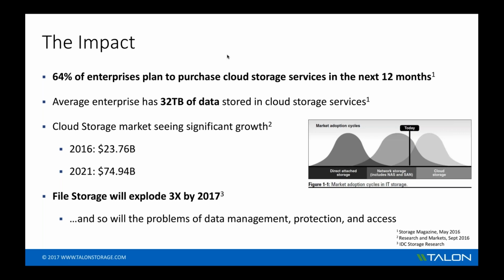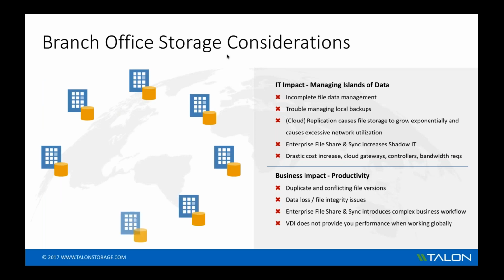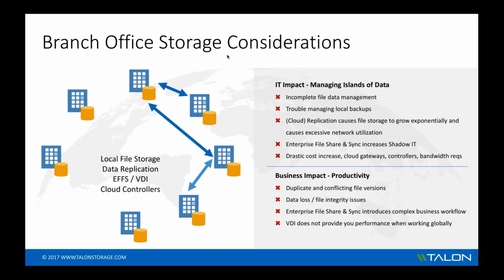You have to think about how to manage productivity and how to ensure that the applications and storage in your distributed offices get the same type of performance that they would typically get from local storage infrastructure or from a high-performance storage platform. So if you look at considerations around branch office storage, we typically see two types of impact. First, the IT impact of managing islands of data. How do you manage your file sets? Your ACLs and permissions? Your local backups? Are you replicating data back to the data center or into the cloud? Is that a feasible model? Do you leverage replication, or does your file storage grow exponentially, where it becomes painful to manage that infrastructure, and replication or cloud integration causes excessive network utilization?